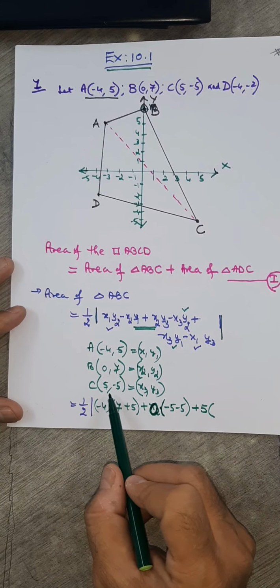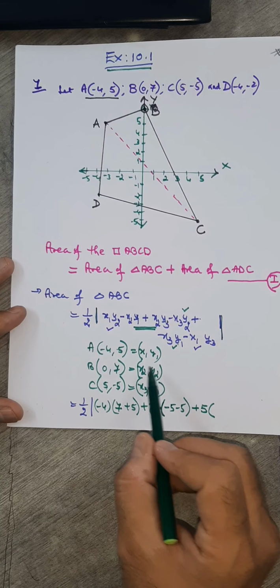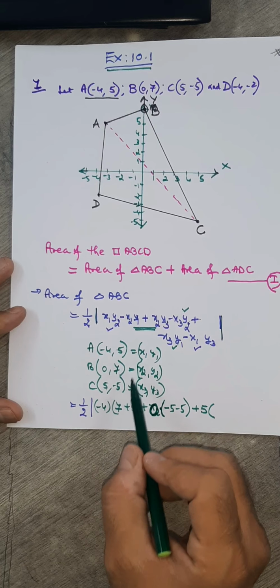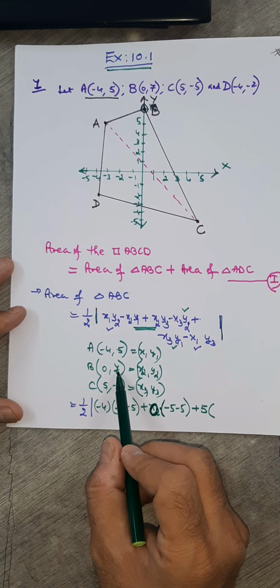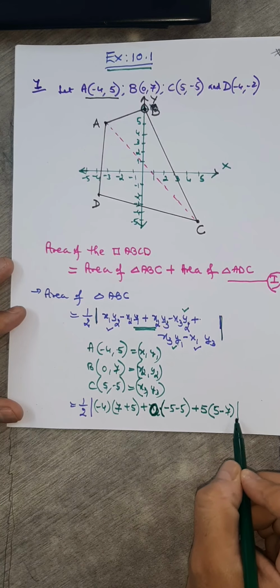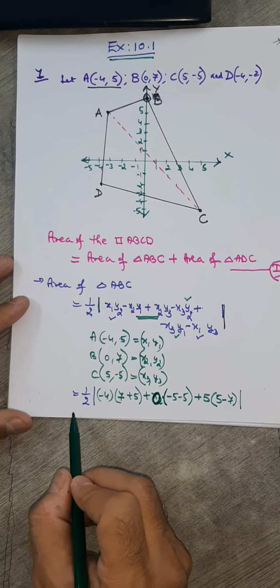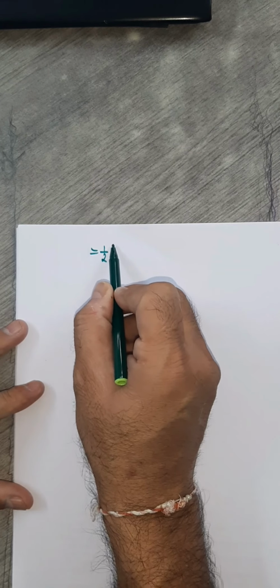And what about from these two? y1 minus y2. y1 is 5, and y2 will be 7. So 5 minus 7. Now the question is just simplification here, so I'll do that on the next page. So here we have half, which is as it is.